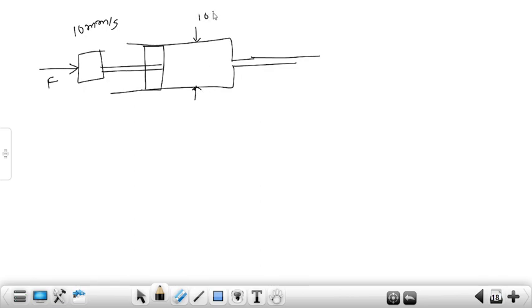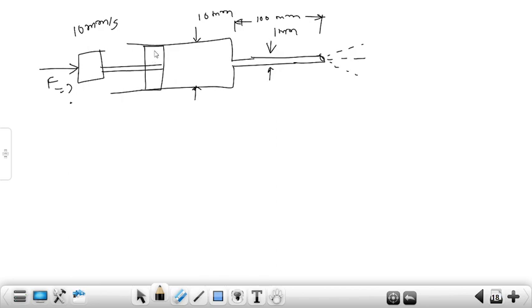This diameter is given as 10 mm and this diameter is given as 1 mm, and the length is given as 100 mm. This is the needed data. So we have to calculate the force.